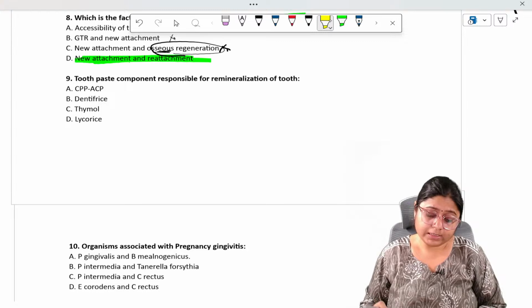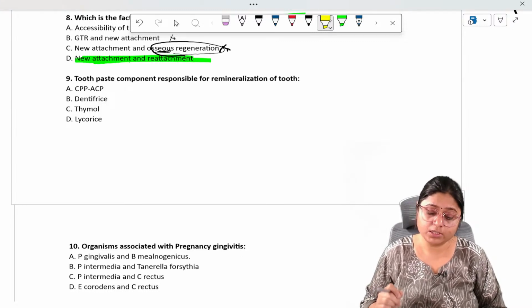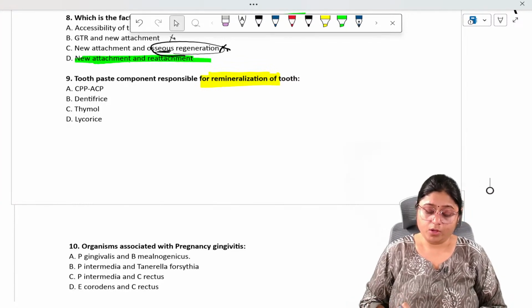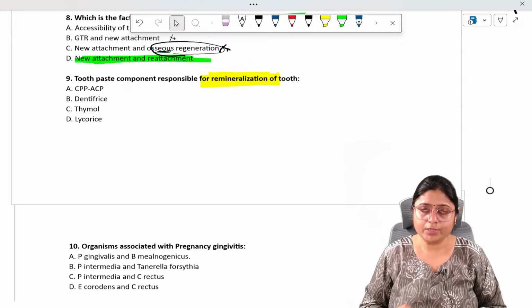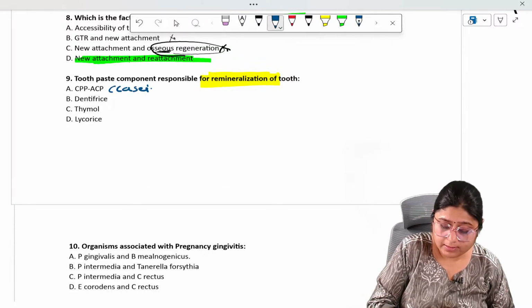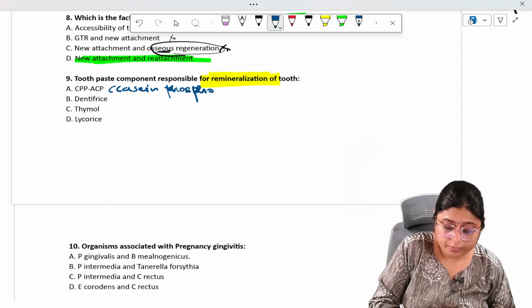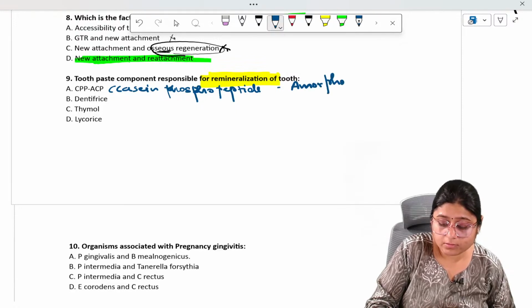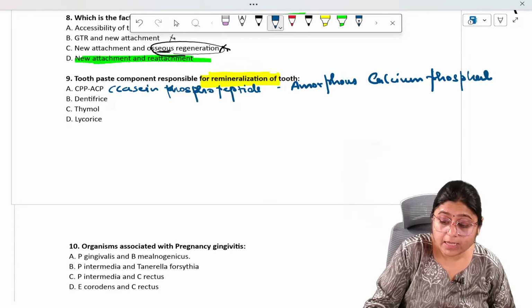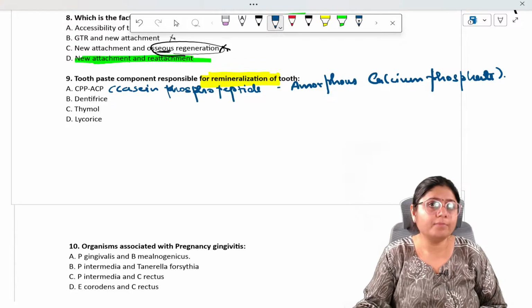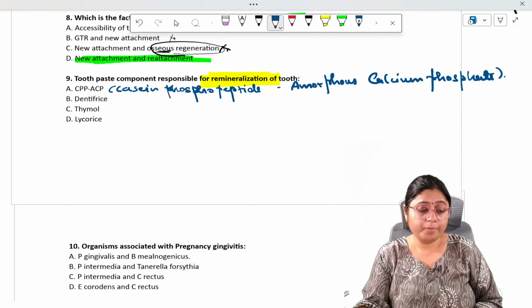Question number 9. Toothpaste component responsible for remineralization of tooth. Option A, CPP-ACP. What is CPP-ACP? It is casein phosphopeptide amorphous calcium phosphate. This question can be asked in your pedo also. This can be included in your endo also. This can come in perio also. So, casein phosphopeptide.